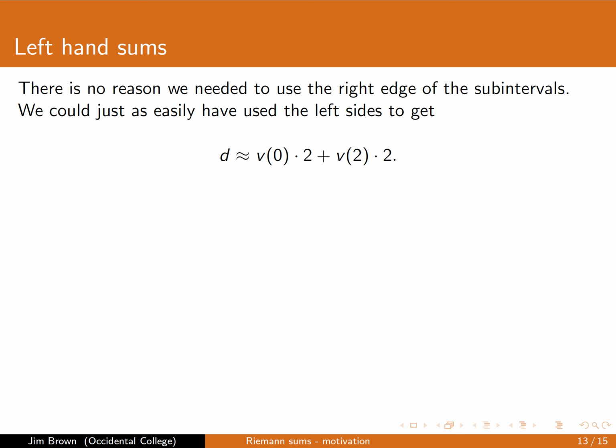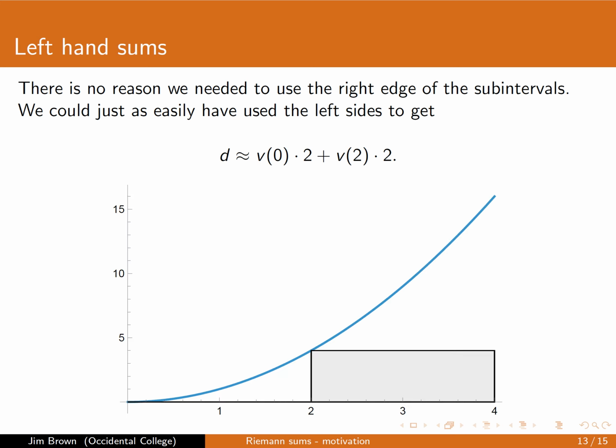So if we use left hand, the left edge of the interval when we divide it up into 2 would be 0. So we'd have v of 0 times 2 plus v of 2 times 2. So here is the picture of this. Notice there is a rectangle here. It's just that since the height is 0, the rectangle has height 0. So we have a rectangle here and a rectangle here, and they touch at the left edge point.